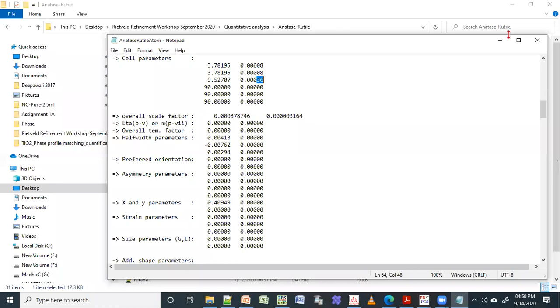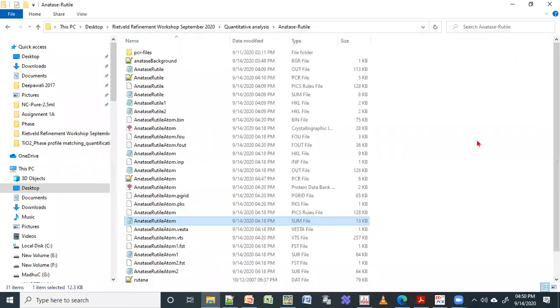Okay, sir. Next question from Dr. M. Sharavana Kumar. How to analyze single crystal XRD?